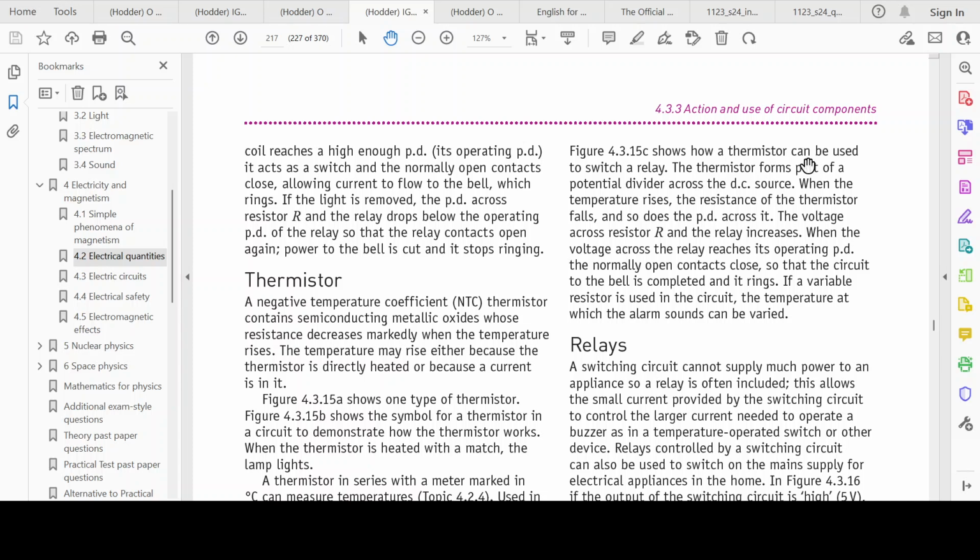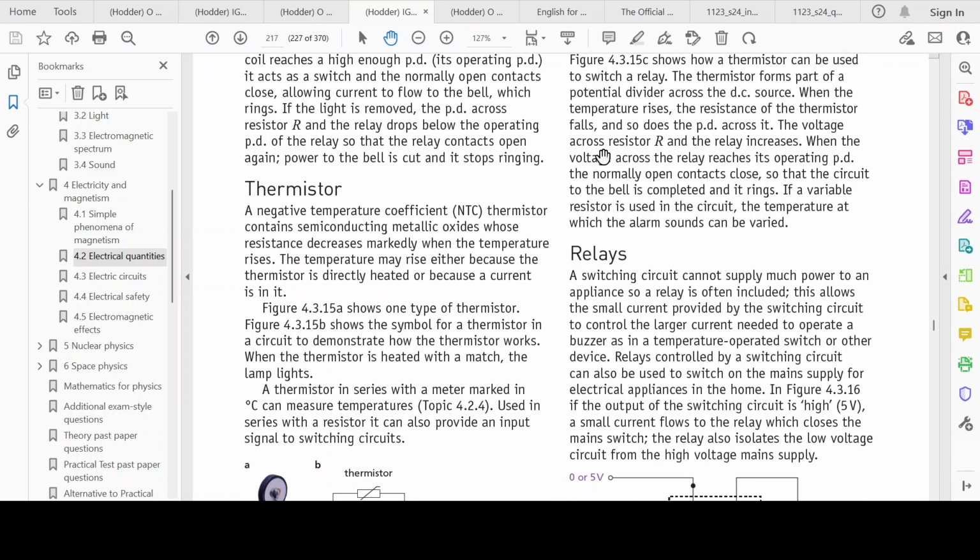Right? So it shows how a thermistor can be used to switch a relay. It forms part of a potential divider across a DC source, right? When the temperature rises, the resistance of the thermistor falls, and so does the potential difference across it. The voltage across the resistor R and the relay increases. When the voltage across the relay reaches its operating potential difference, the normally open contact closes, the circuit is complete, the bell rings.